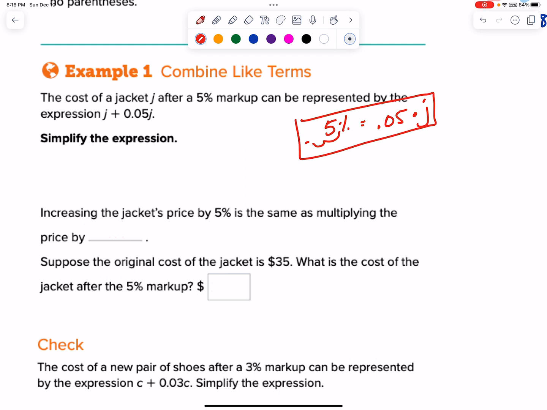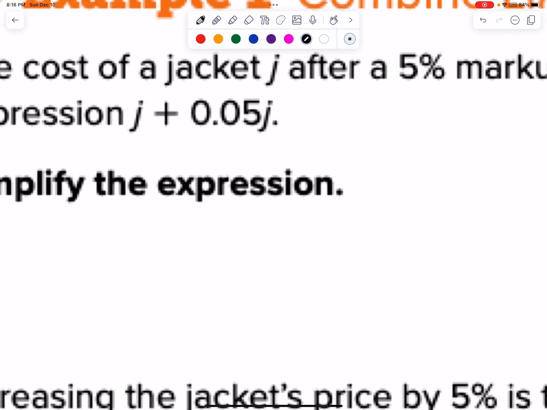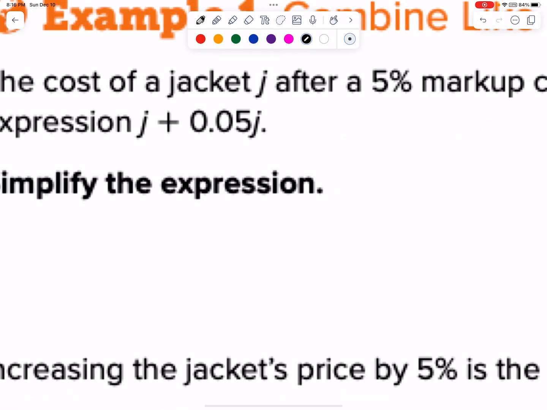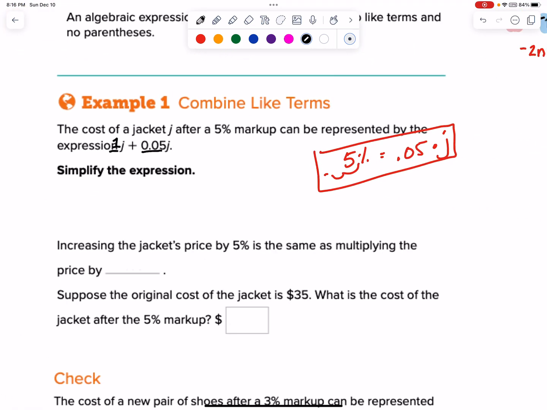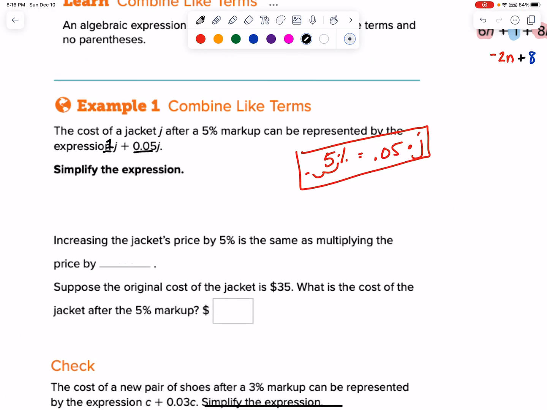So think about how many J that really is. Okay, I would recommend when it doesn't say how many, like the constant in front of this variable is 0.05. It tells us how many J's we have. How many J's are here? Okay, this is actually an invisible 1, right? It's 1J plus 0.05J. So if we combined like terms, okay, we would have 1.05J.